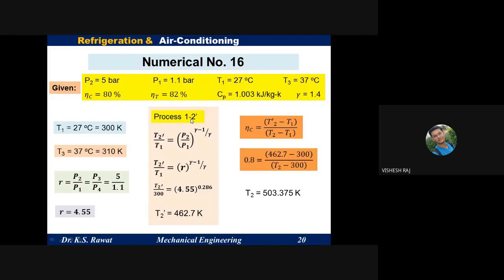502.75. Sir, 503.375. Confirm it, there was a little variation in the answer. Is it correct? Yes sir. Okay. So now we have calculated the value of T2. Similarly, we will find out the value of T3 dash first. No, sorry, T4 dash first. Then we will calculate the value of T4.